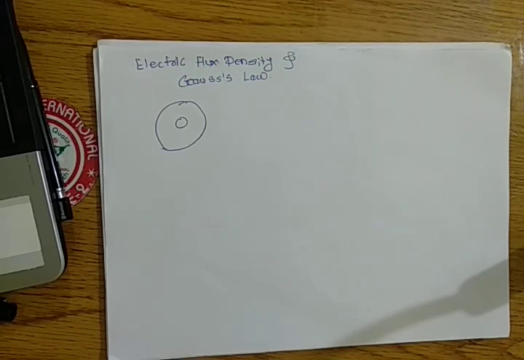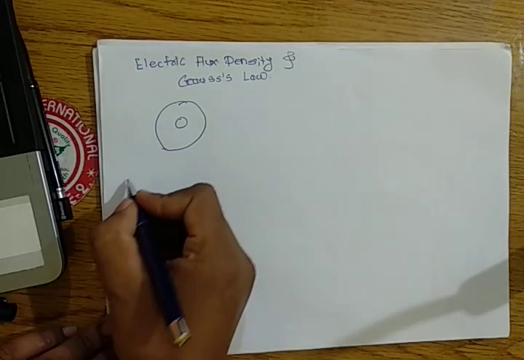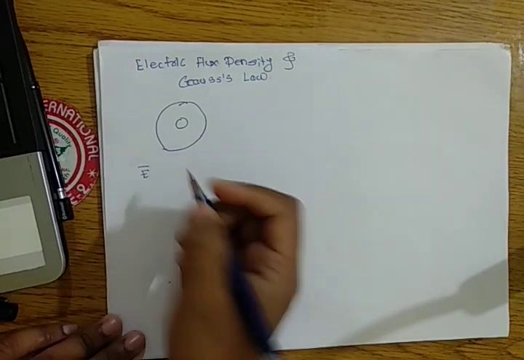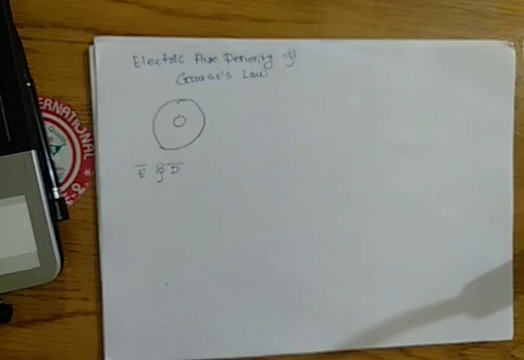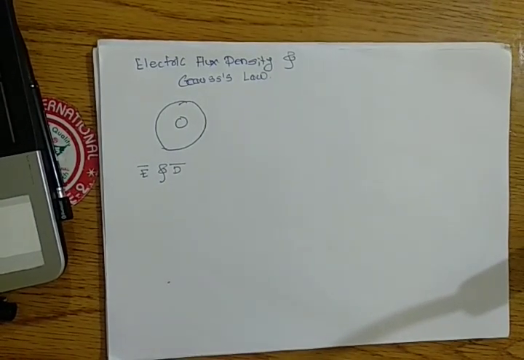Today we are going to study the electric flux density and Gauss law. What is meant by electric flux density and how is it denoted? We have to see the relation between electric flux density and electric field intensity, and also the difference between them. E bar is the electric field intensity and D bar is the electric flux density. So what is meant by electric flux?